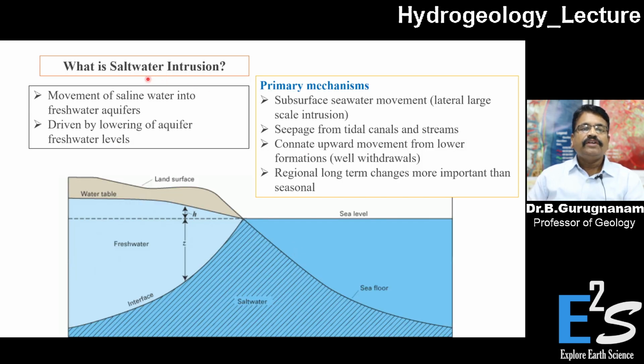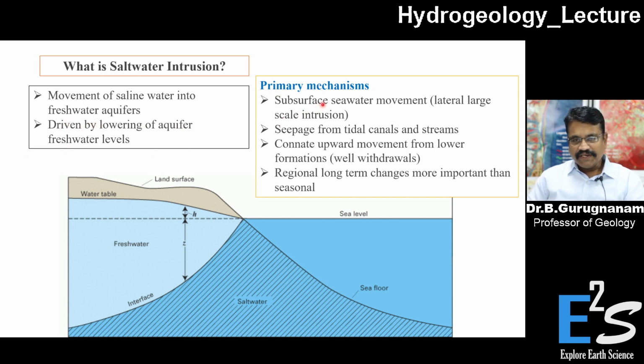And what is seawater intrusion or saltwater intrusion? Movement of saline water into the freshwater aquifer is called saltwater intrusion. This is the freshwater region, and this is the sea level, and seawater is included here. Once the freshwater is pumped out, what will happen? The seawater will come in. This is driven by lowering of the freshwater level in the aquifer.